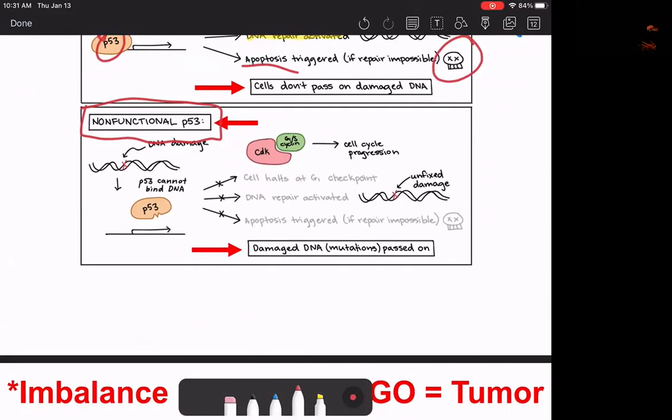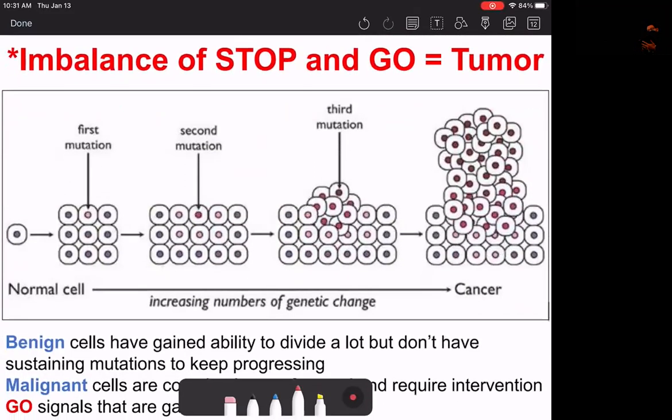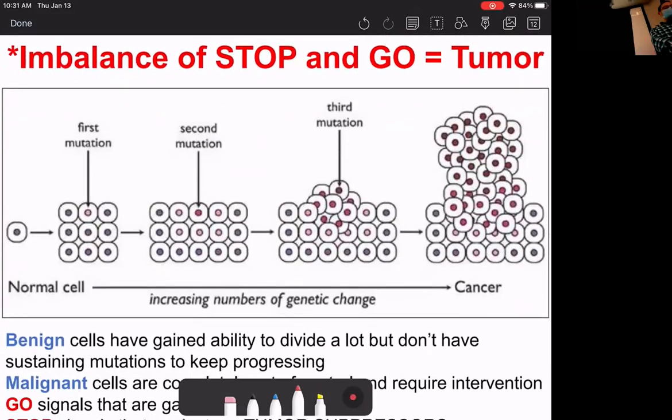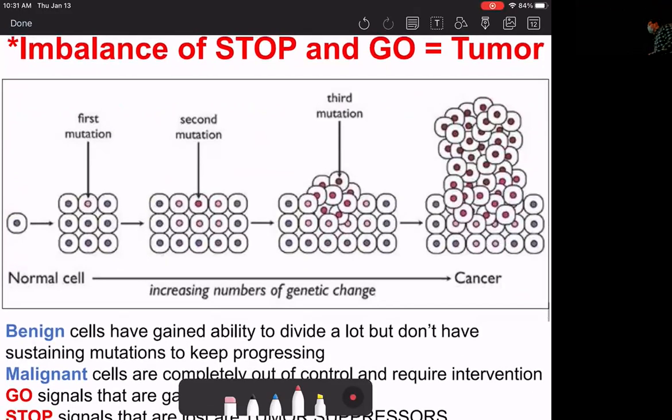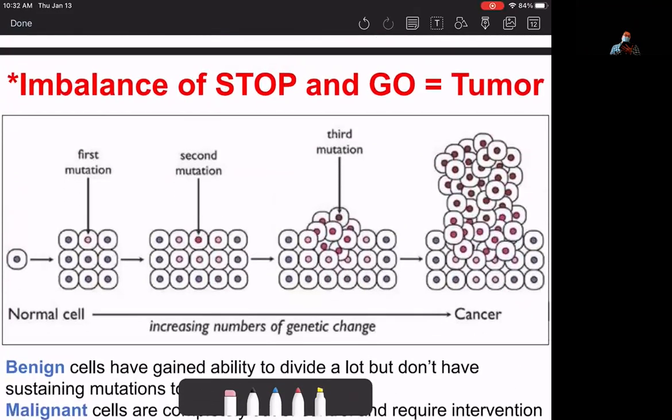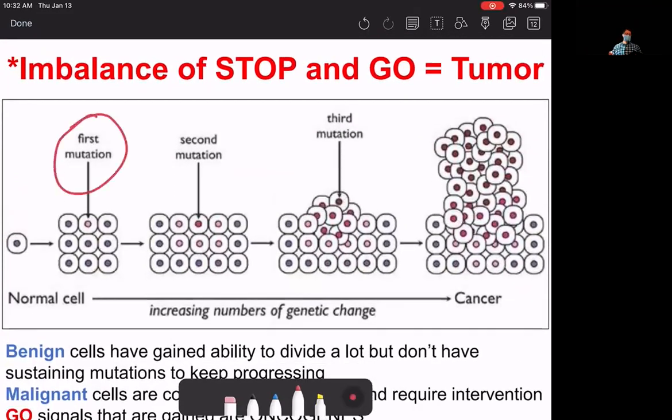Okay. Last little 15 minutes here. This is where we've been going. That imbalance of stop and go, that's a tumor. Now, a tumor is not going to show up from one change, one mutation. Mutations can either knock out stop signals or they can enhance go signals, right?